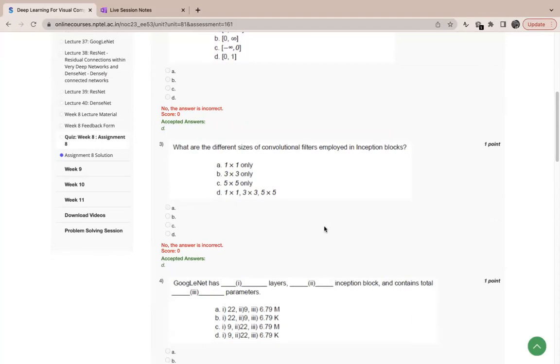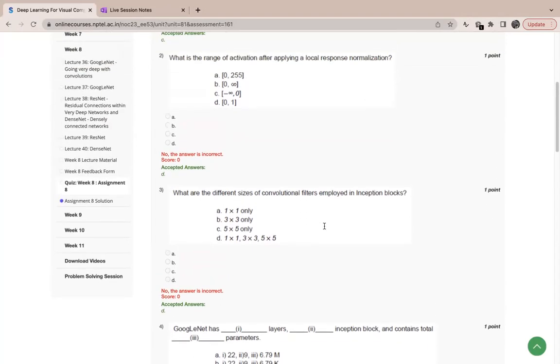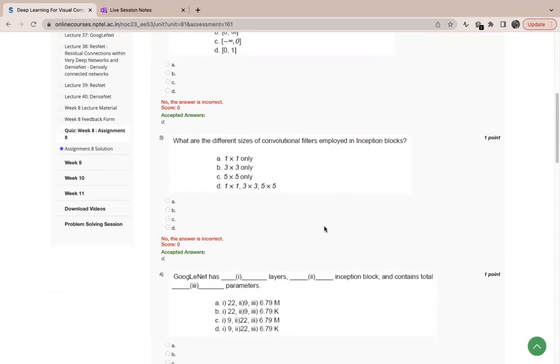Question number 3, what are the different sizes of convolutional filters employed in inception blocks? The inception block is a part of inception net. In inception net, we argued that instead of using just one dimension of feature, we can model different dimensions of feature for the same input layer and get different outputs for different filters. This is the idea behind inception net. So the answer is D, 1 cross 1, 3 cross 3, and 5 cross 5.